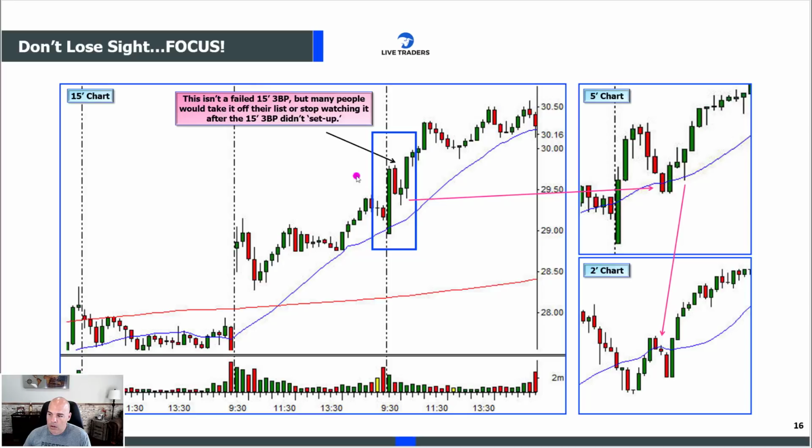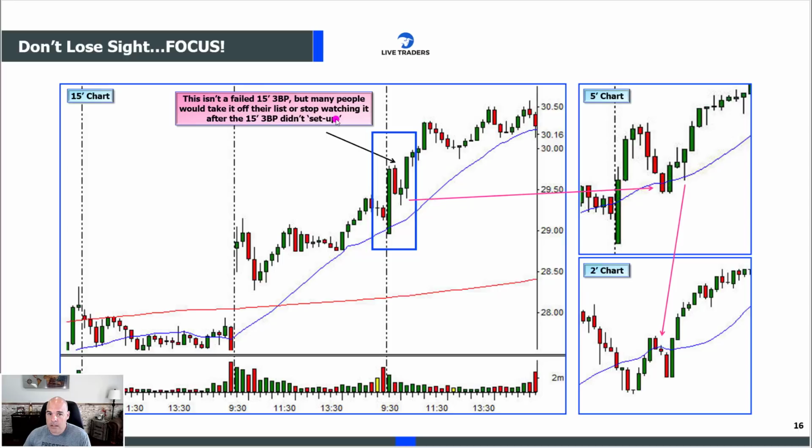Okay? So the stock on this particular day that's circled in blue, okay, gaps down, completely bullies, right? Gaps down and completely bullies. All right. So that's okay. There's nothing inherently wrong with that. What do we get? A three bar play. But this three bar play never actually triggered, right? So this isn't a failed three bar play, but many people would take it off their list or stop watching it after the 15 minute didn't set up.